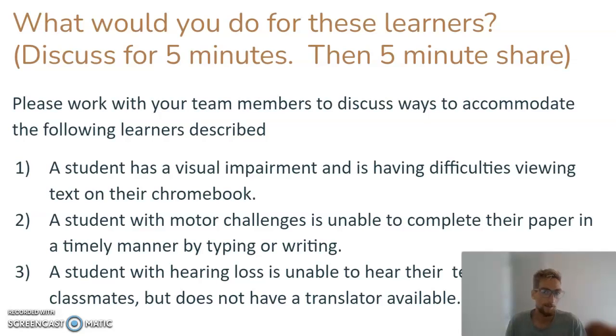Let's start off by brainstorming for a bit. Work with your team members. Discuss ways to accommodate for the following learners described. This first student here has a visual impairment and is having difficulties viewing text on their Chromebook. This next student has motor challenges and is unable to complete their paper in a timely manner by typing or writing. Finally, our third student has hearing loss and is unable to hear the student or their classmates, and they don't have a translator available. So think about what could we do for these learners.